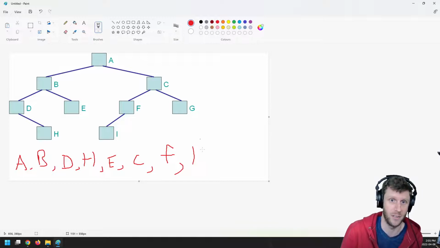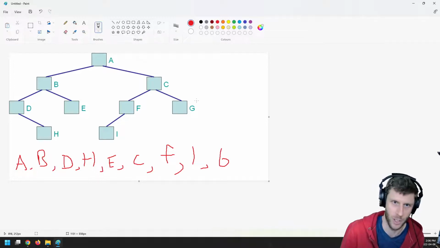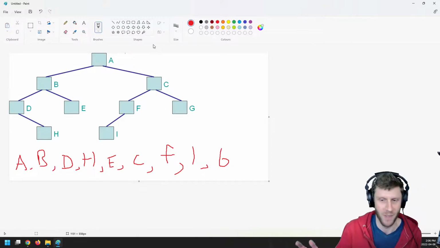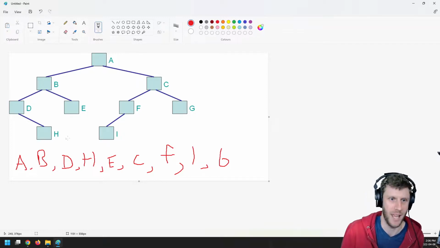So now we go to C's right. We get G. Go to G's left. Nothing there. Go to G's right. Nothing there. So we're finished with G. We return to C. We finished with C. Return to A. And because we just finished C, which is the right subtree, we're done with A. That's the preorder traversal: A, B, D, H, E, C, F, I, G.